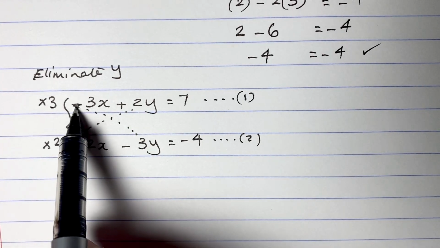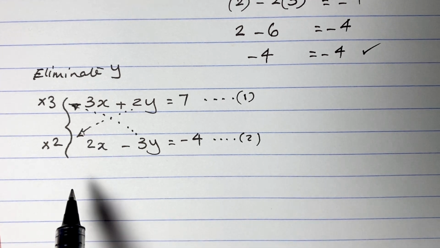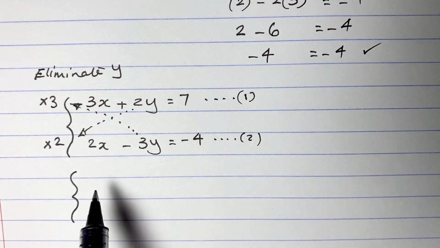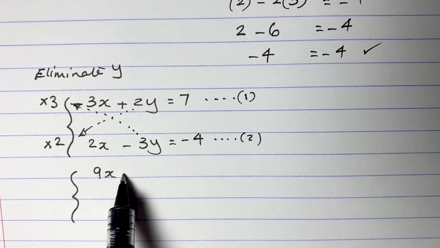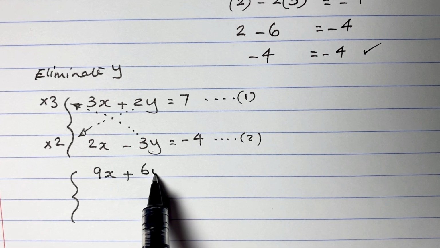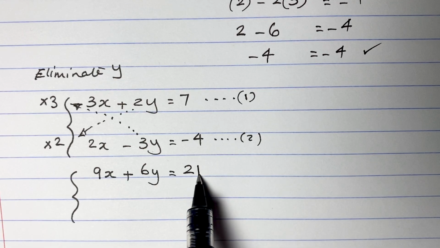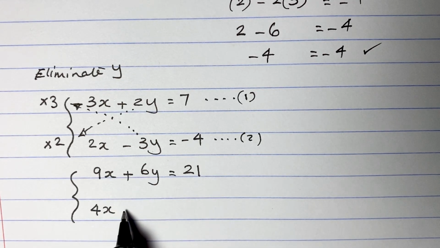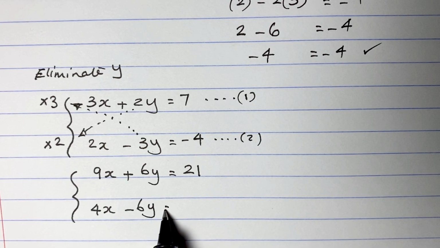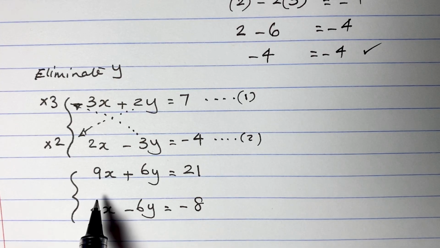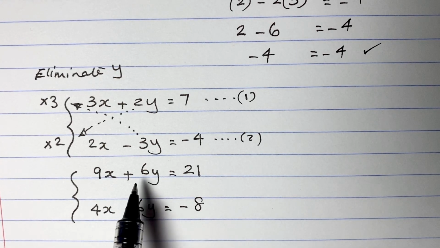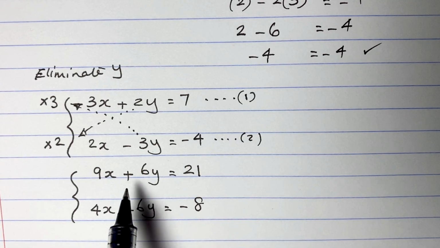Let's multiply. 3 times 3, therefore 9x. 3 times 2y, 6y, equals 21. 2 times 2x, 4x. 2 times minus 3y, minus 6y, equals 2 times minus 4, which is minus 8. If you look here now, the number of y's are the same, or we made it the same, with a different sign.